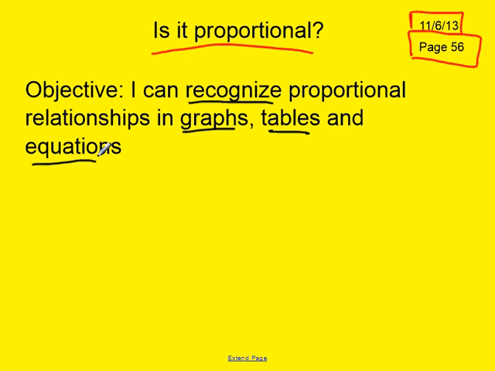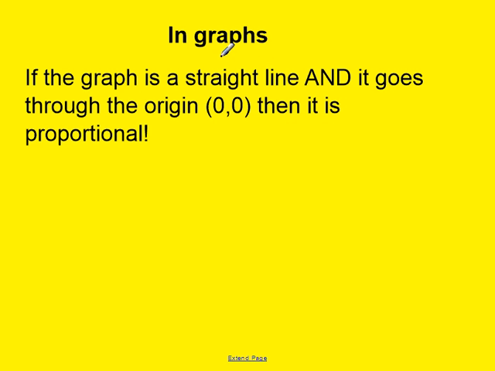That means I should be able to show you a graph, show you a table, show you an equation, and you should be able to tell me automatically, yes, it is a proportional relationship, no, it is not a proportional relationship. And there are a couple key things you need to look for in each one of these situations to decide if something is proportional. So still on this same page, let's talk about graphs.